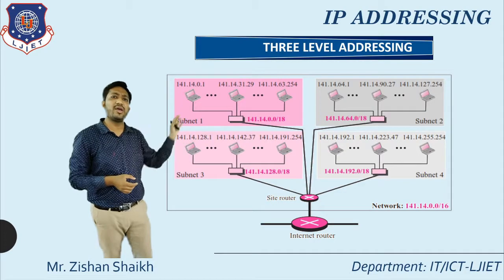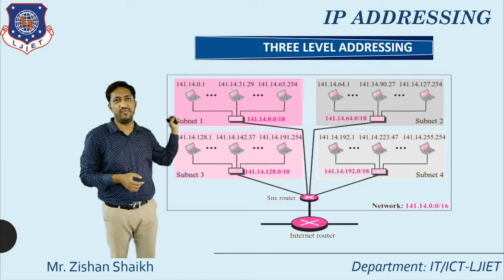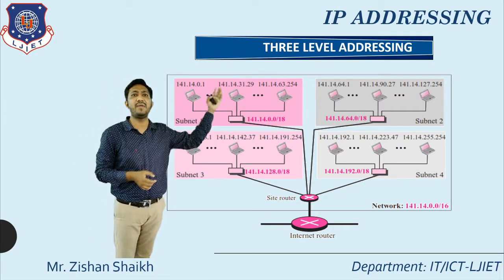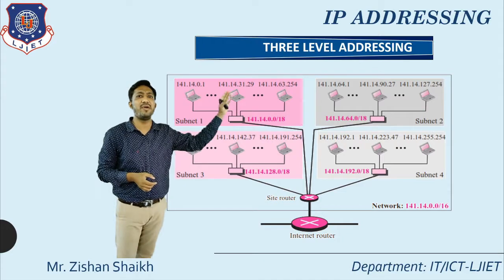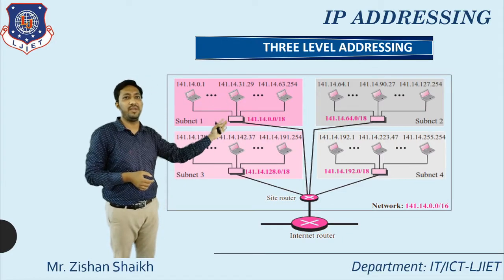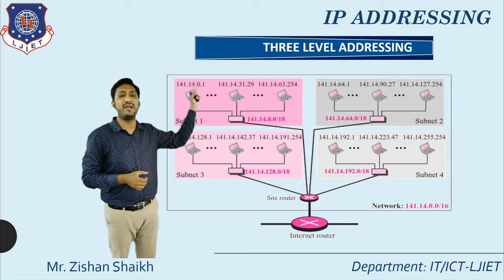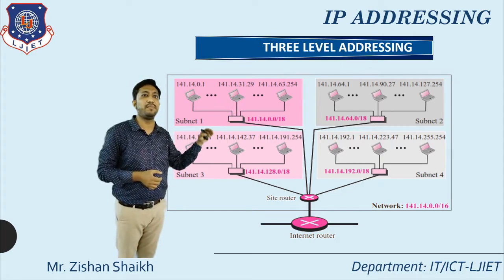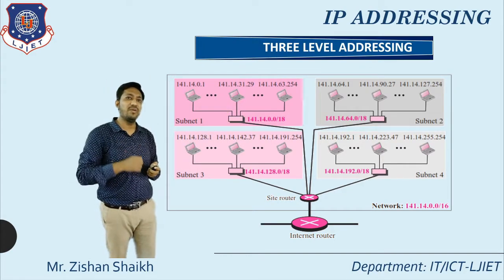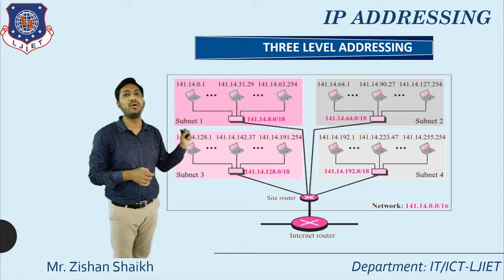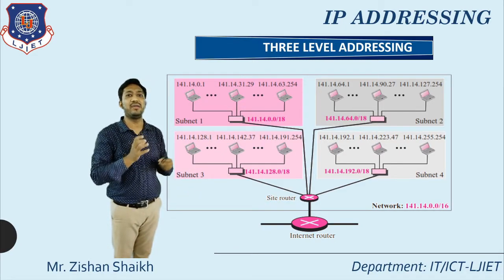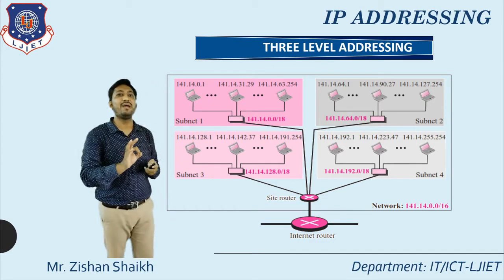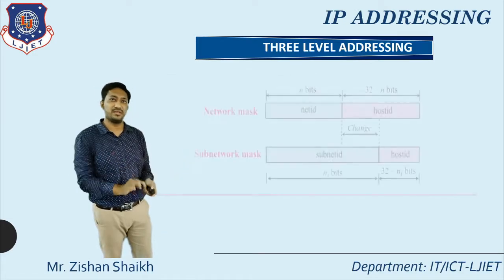Our particular organization is divided into four subnetworks. Our specific range is fixed here, 141.14. But after that we can see that this network is divided into four different subnetworks. So we can say that our last two octets are split into four subnetworks. Now if any request is coming through this particular router, how can we identify which subnetwork the packet belongs to? For that we have to understand this particular concept.